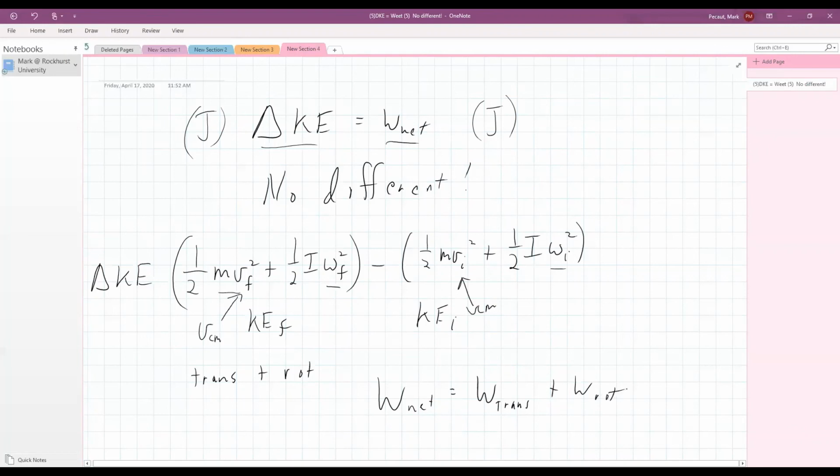So you have to add those up in the same way. Now, we're not going to do a whole lot of things where you have to consider both of these, but if you did, that's how you would add them. You just add them because they're still the regular work and the regular kinetic energy. They don't have different units, and they're not a different thing.